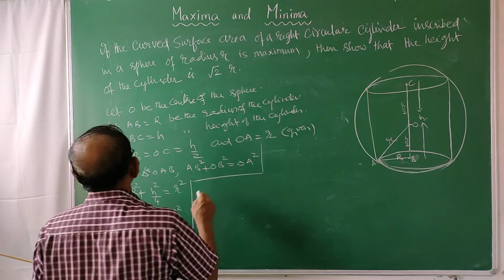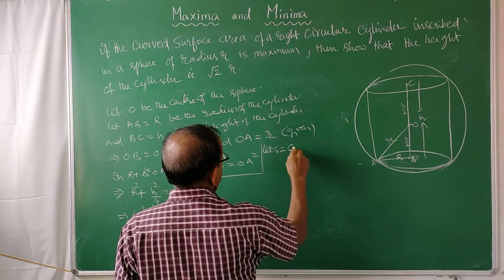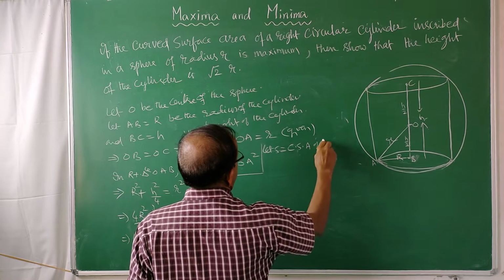Now let us take that S. Let S is equal to curved surface area, CSA, of the cylinder.